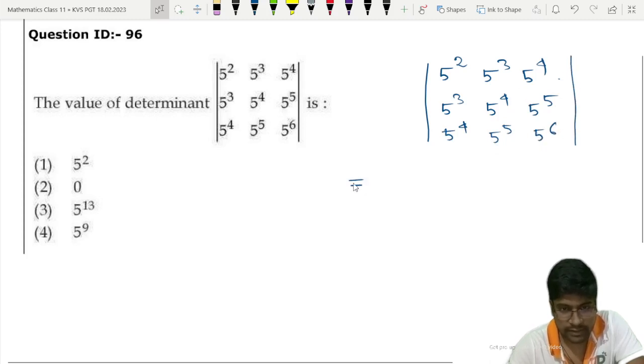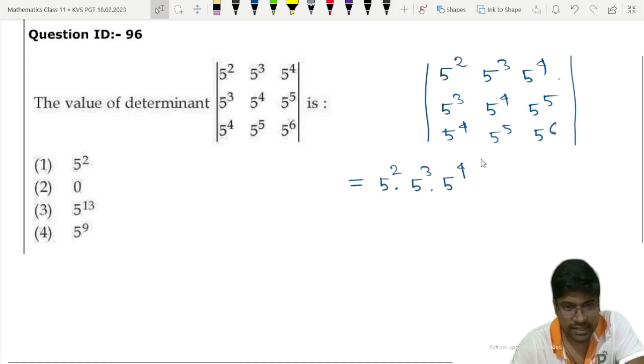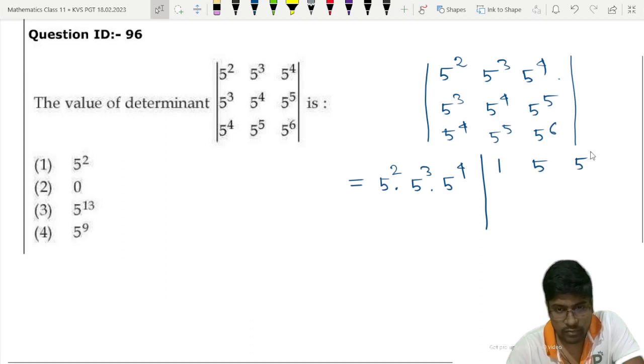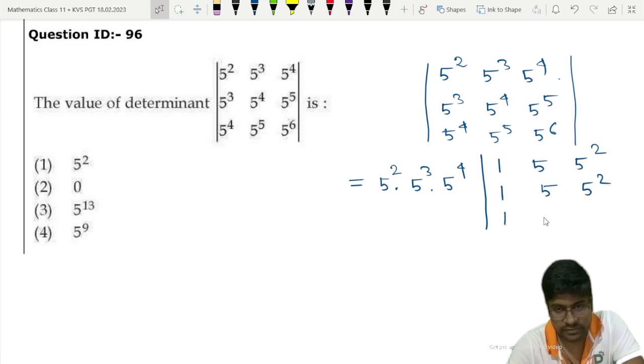So see what I will do: from the first row I will take common 5 square, from the second row I will take common 5 cube, and from the third row I will take common 5 to the power 4. Then what I will get is 1, 5, 5 square. In the next row 1, 5, 5 square, and in the third row 1, 5, 5 square.